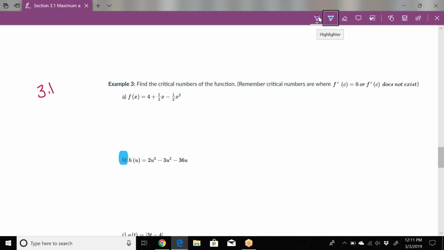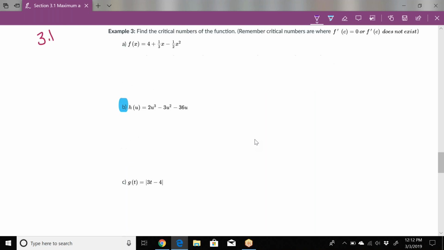So to find the critical numbers of a function, you have to remember that critical numbers are defined as when f prime of c equals 0. In other words, if the derivative at a certain value equals 0, then we know that's a possible critical number. For us, it is a critical number, but will it be a max or min is the question. And then f prime of c does not exist. So if there's somewhere where you don't have a function value for the derivative.